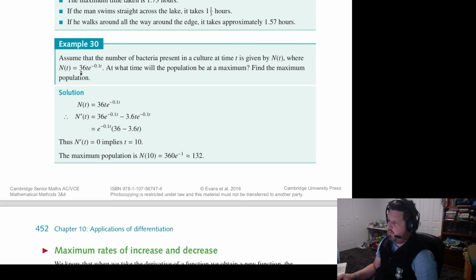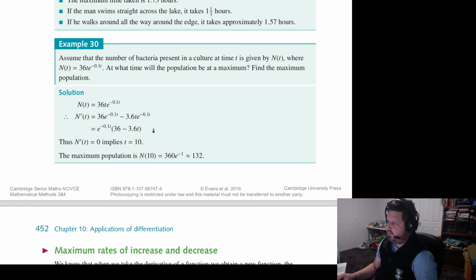So we've got the equation n(t). We're going to differentiate that. So n dash t we've got here. We can take out e to the power of negative 0.1t as a common factor, as we can see, it's pulled out the front there. Now, obviously, to find out what's going on, we need to deal with the stationary points. We need to make the derivative equal to 0.